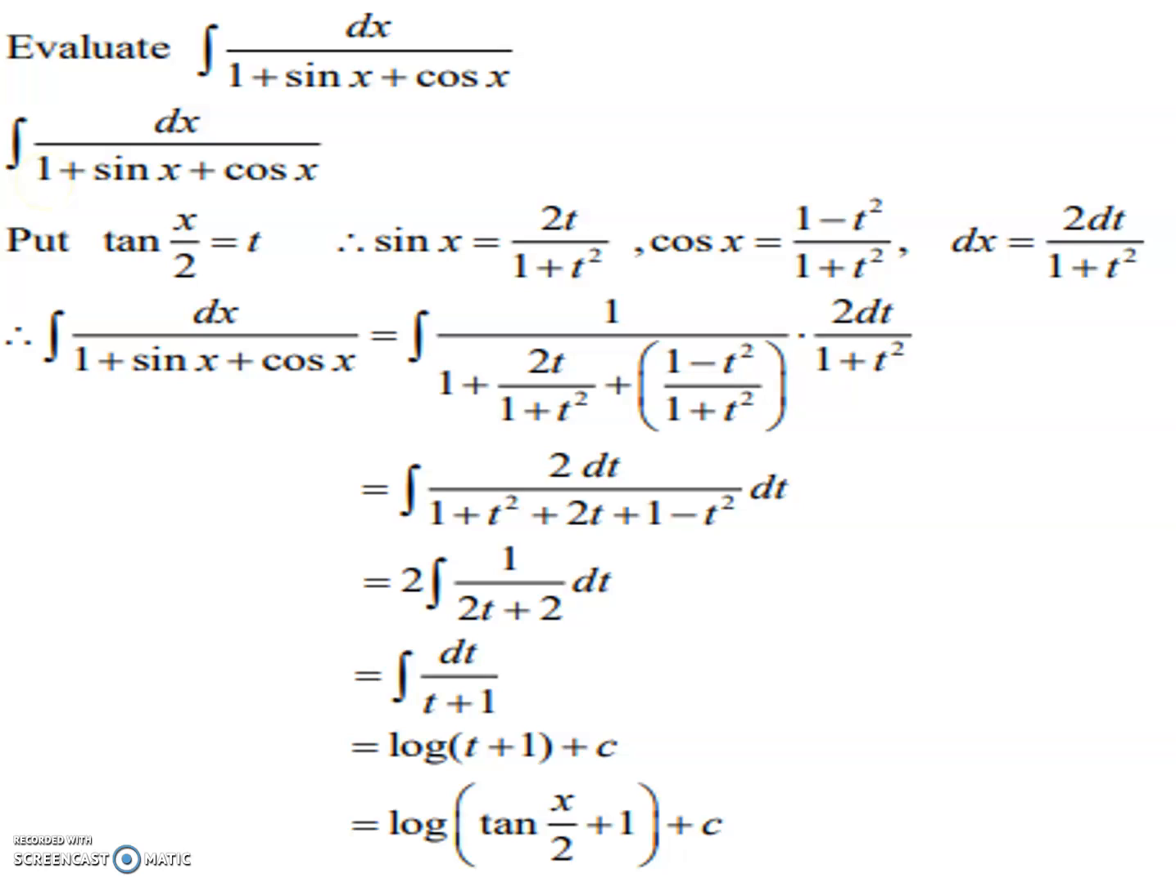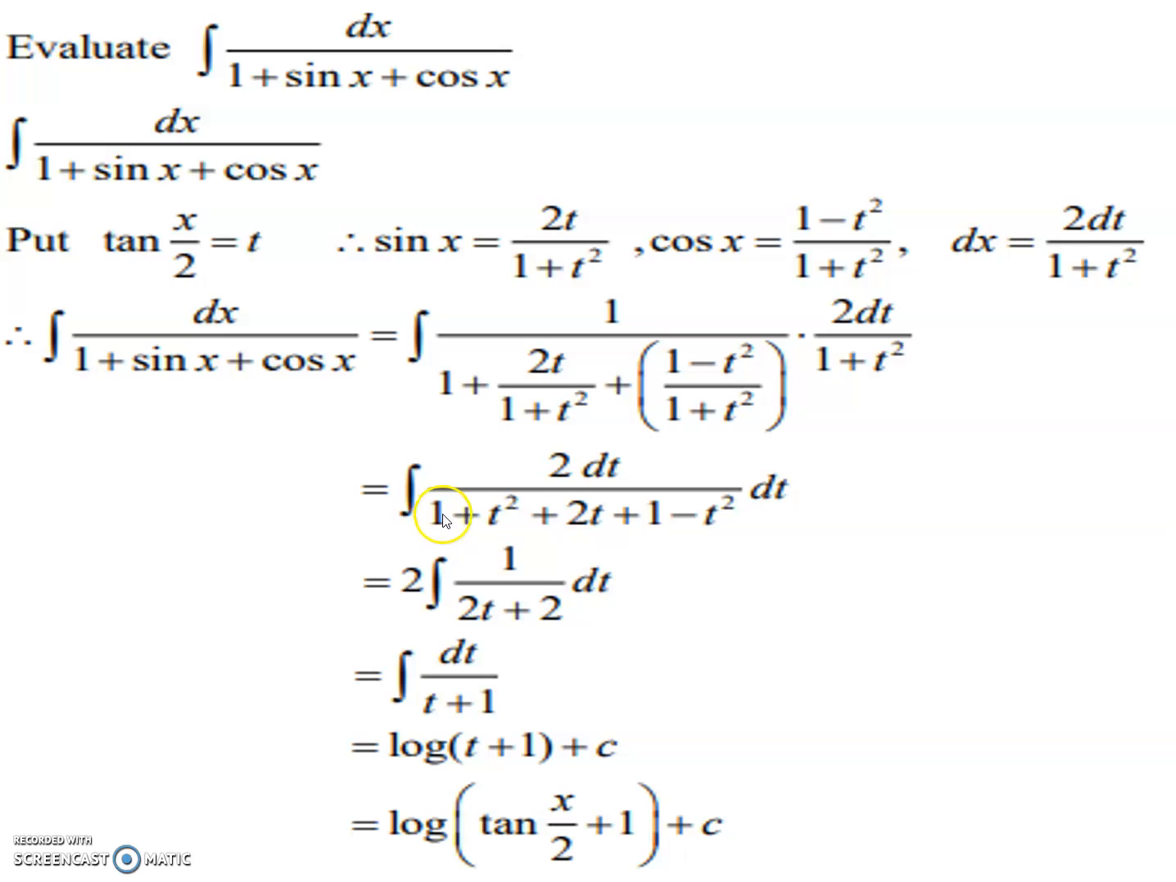So, we have to put 2t upon 1 plus t square instead of sin x, 1 minus t square upon 1 plus t square instead of cos x, and 2 dt upon 1 plus t square instead of dx. So, in the numerator, this term is available. 1 plus t square is common in the denominator, so we cross multiply: 1 plus t square plus 2t plus 1 minus t square in the numerator, and the 1 plus t square terms get cancelled.